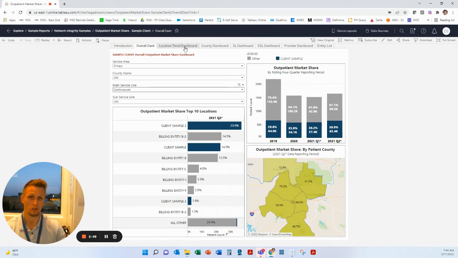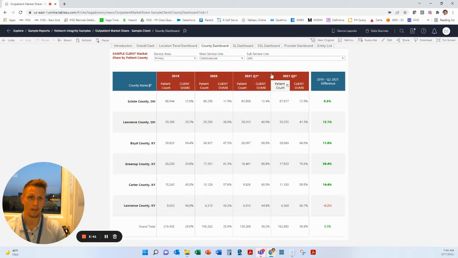We won't get into the location trend dashboard, but that gets into looking at these same locations, how are they trending over time? Be able to see from maybe a county perspective, within all of those separate counties, once again, how are we performing, with similar drop downs within our service area definitions, or specifically within our cardiovascular service line. We can see within each of these counties, are we trending positively or negatively? What does that look like?